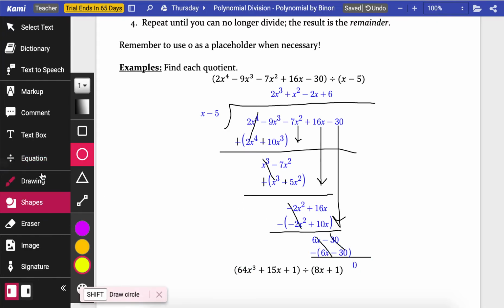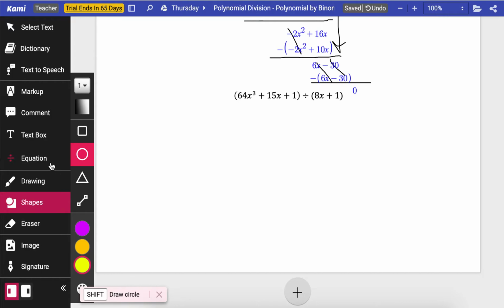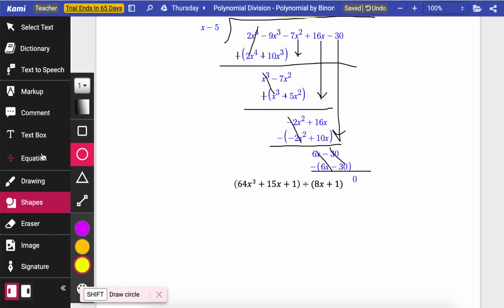So because we don't have any remainder, this is exactly our final quotient, 2x cubed plus x squared minus 2x plus 6. And we could check by expanding, multiplying the whole thing, that x minus 5 times 2x cubed plus x squared minus 2x plus 6 actually is equal to this entire polynomial in here. Now let's do one more.